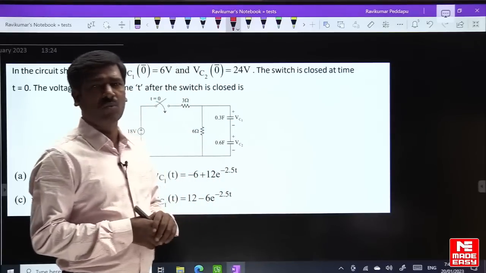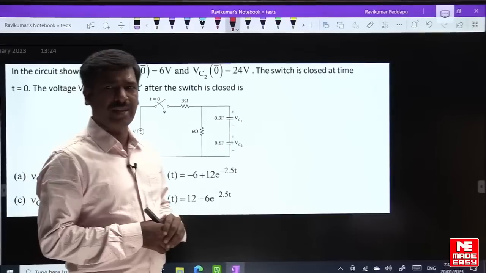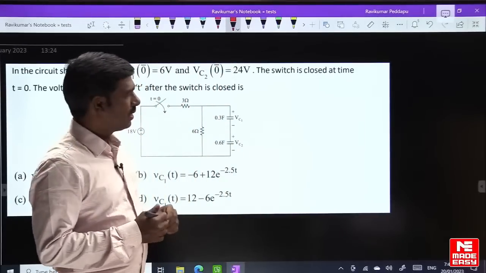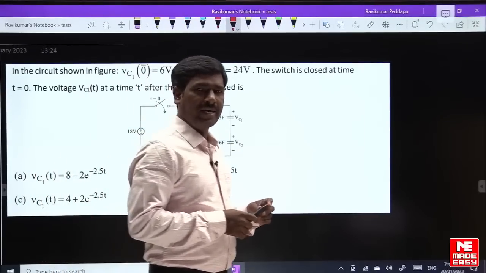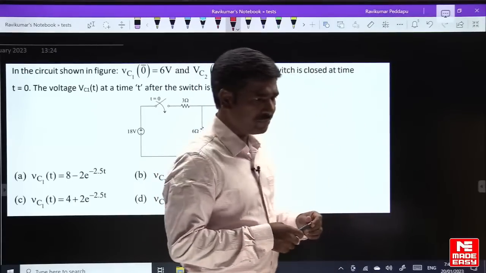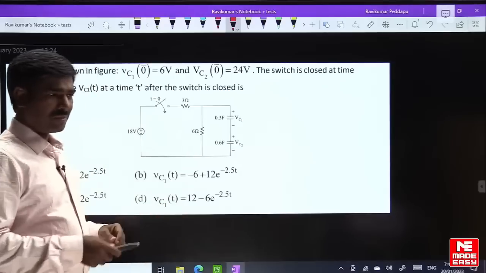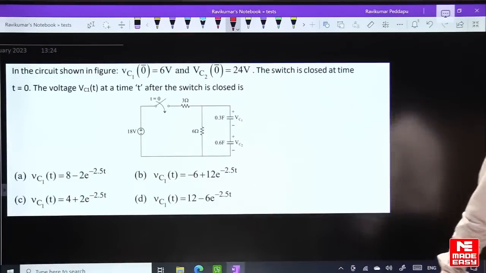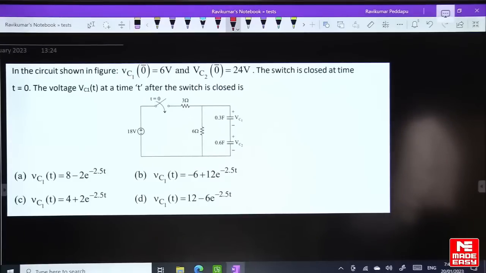I am going to discuss now the problem based on transient analysis, two-port network and magnetically coupled circuits. My colleague has, I think, completed steady state AC analysis, basics and theorems.